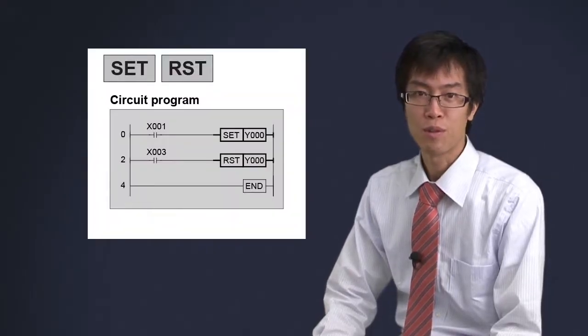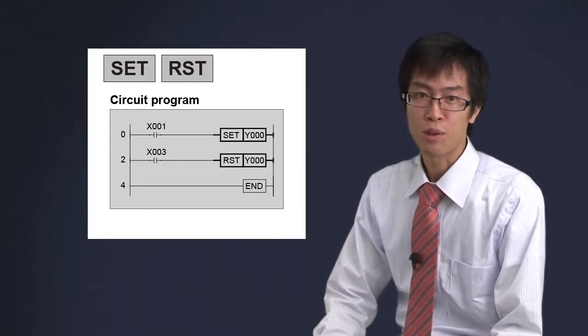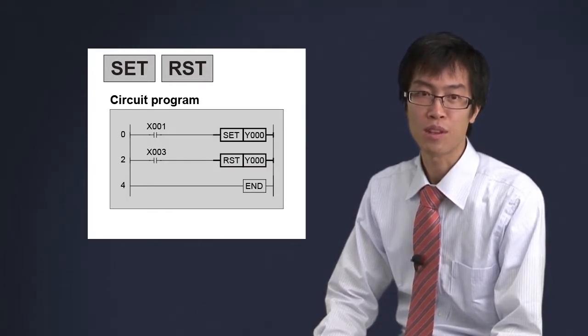The set instruction forces an internal relay to be latched. We use the reset instruction to reset a relay latched by the set instruction. The reset instruction is also used to reset the counter and timer.